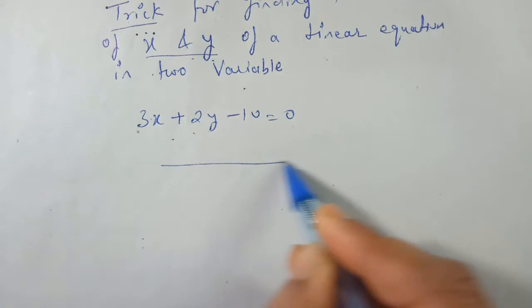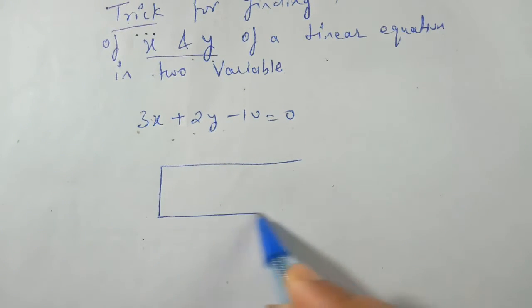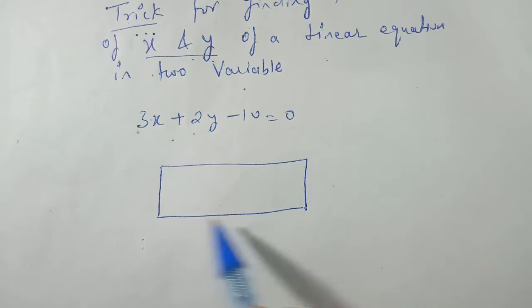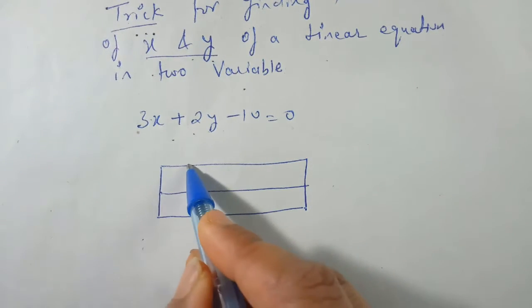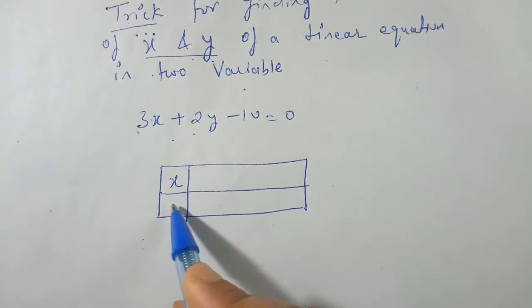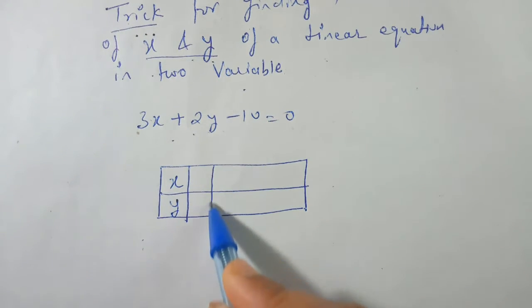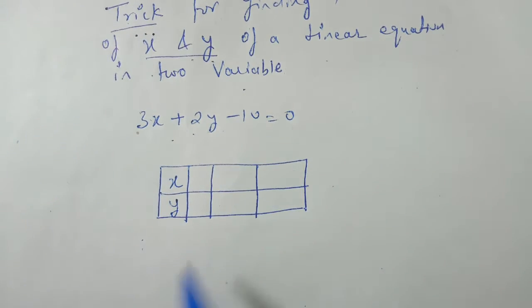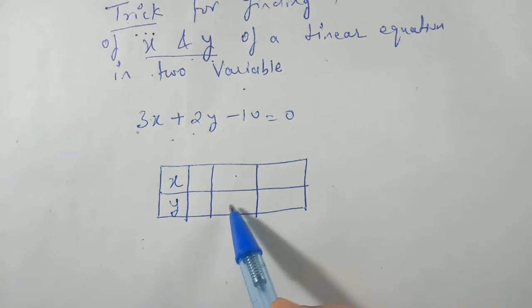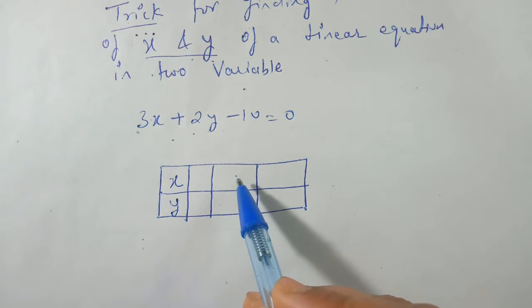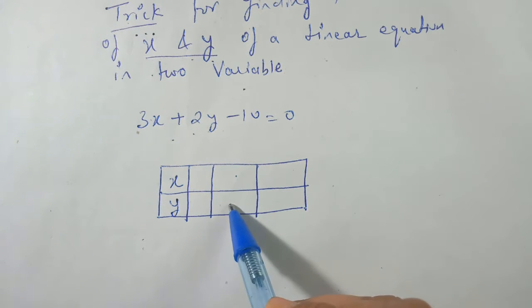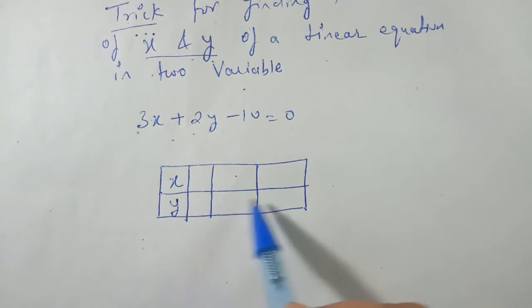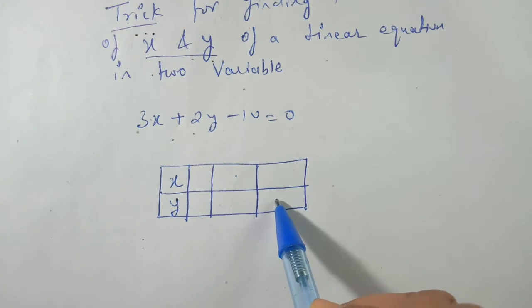Now what you have to do, let us draw the domain. Domain means the box in which we're going to find the value of x and y. Here we're going to write the value of x and y. Make 3 columns. In the middle column, we're going to find one value using the calculation work, and the other two values we're going to find using the trick.